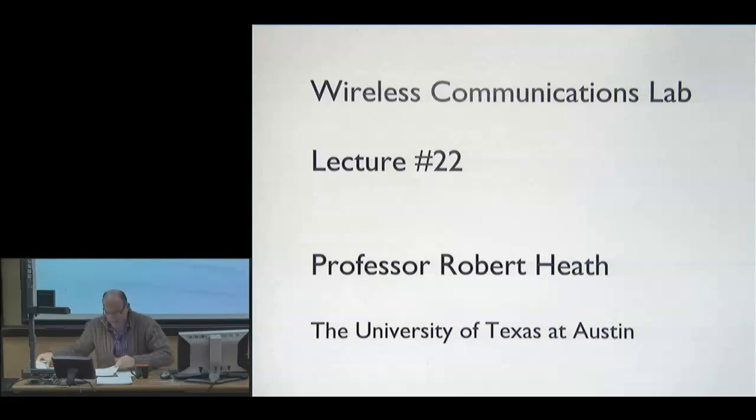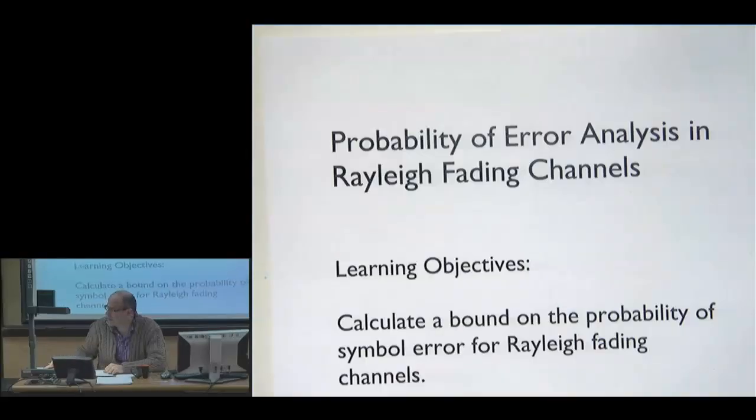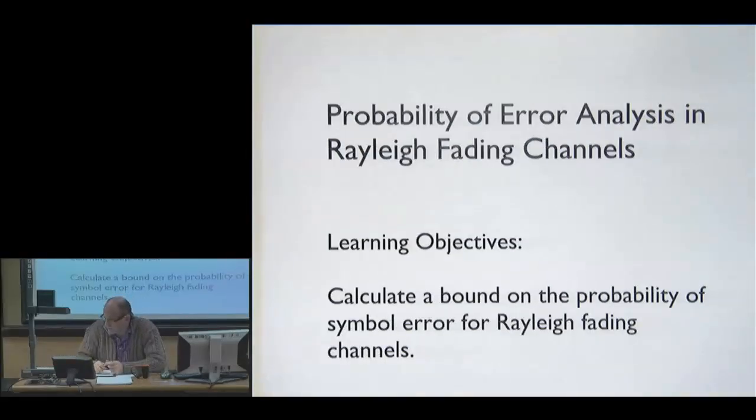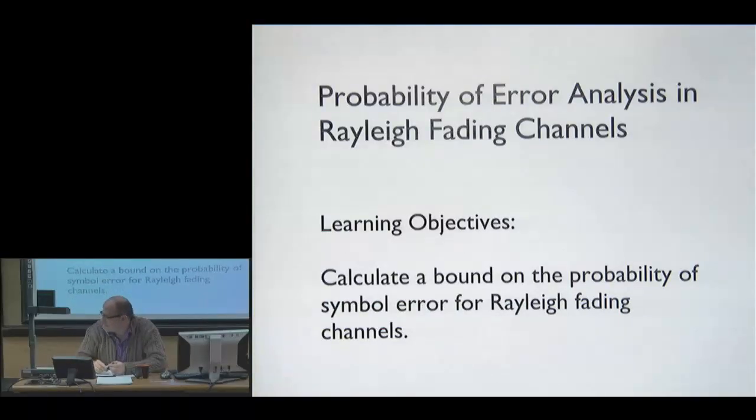So today we are going to talk about the probability of error analysis in Rayleigh Fading channels. I'll define what I mean by Rayleigh Fading channel and also how we define probability of error here. The main thing is that you should be able to calculate a bound on the probability of symbol error that we do in class here. There's a couple of tricks associated with that calculation. So that's one of the main things that you should get out of the lecture here.